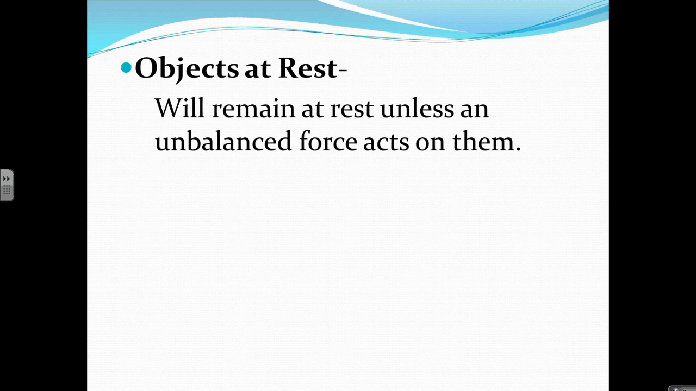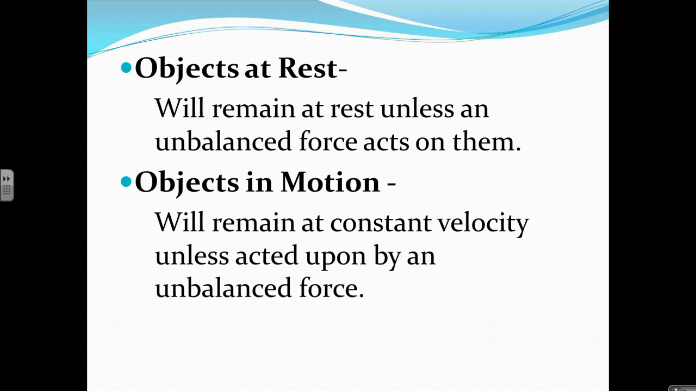Let's talk about this in specific examples, the first one being objects at rest. According to Newton's first law, they will remain at rest unless an unbalanced force acts on them. And objects in motion will remain in motion at a constant velocity unless acted upon by an unbalanced force. So whatever the object is doing, being at rest or being in motion, it will keep on in that state until something acts on it.